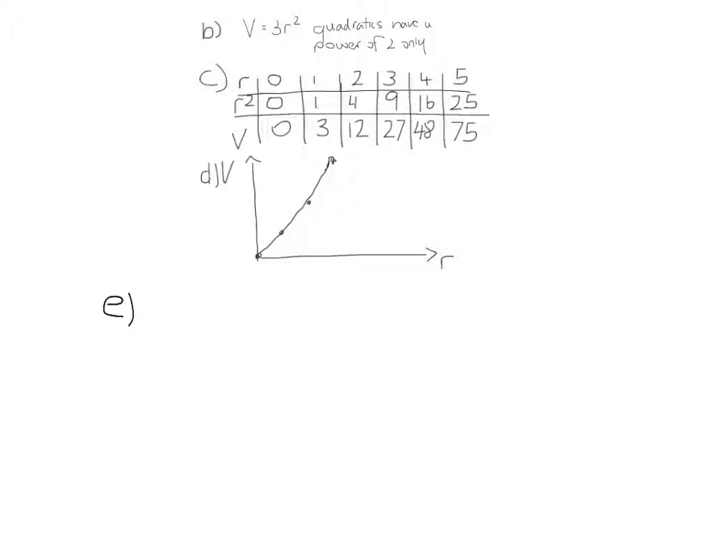Part E says find the volume of the pool when the radius is 2.5 and 3.8. Using the graph that you created on graph paper, you can find 2.5 on the graph and go up to the volume and across. The same with 3.8, will be just a bit further up.